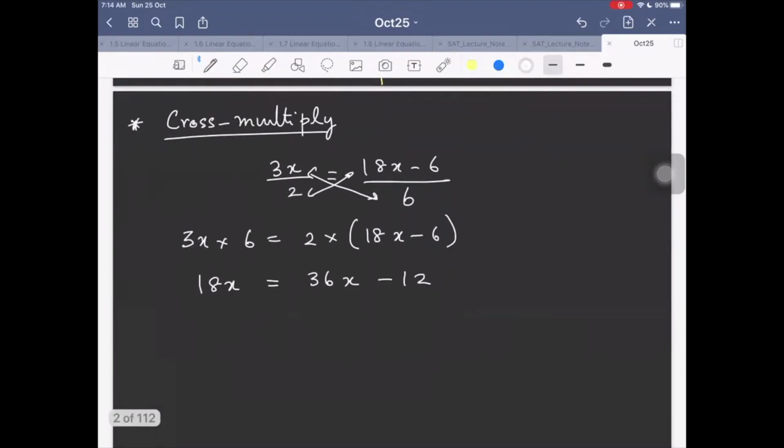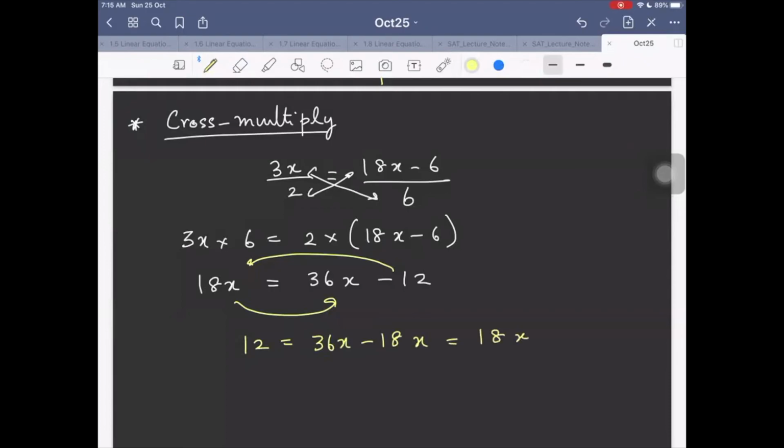All right. Now take 18x to the other side, bring minus 12 to the other side. So 12 is equal to minus 18x. No, it's plus 18x, I'm sorry, because 36x minus 18x is, I'll write that step, 36x minus 18x, which is 18x. So the answer to our question is x is equal to 12 divided by 18.